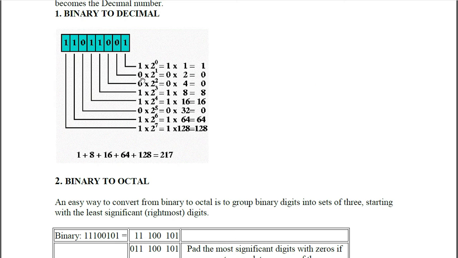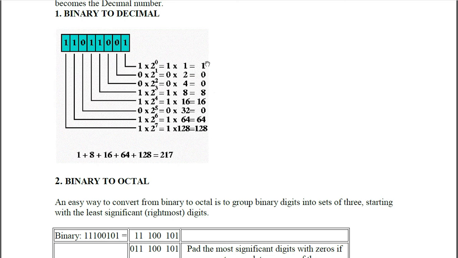Like that we have to calculate this equation. 2 raised to 2 is equal to 4, 2 raised to 3 is 8, 2 raised to 4 is 16, 2 raised to 5 is 32, 2 raised to 6 is 64, and 2 raised to 7 is 128. You have already studied the power system in mathematics. Next we calculate the second equation. 1 into 1 is 1, 0 into 2 is 0, 0 into 4 is 0, 1 into 8 is 8, 1 into 16 is 16, then 0 into 32 is 0, 1 into 64 is 64, and 1 into 128 is 128.